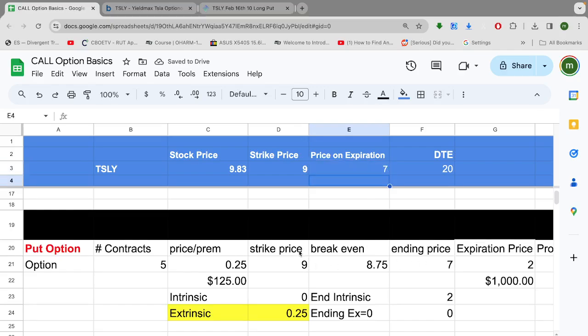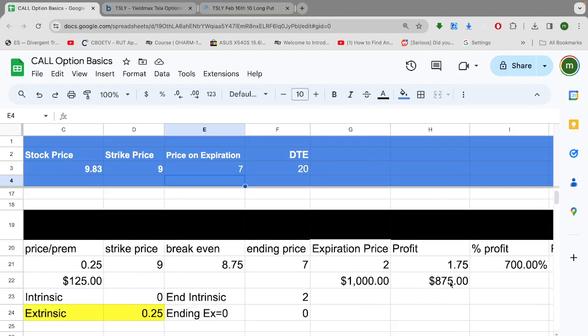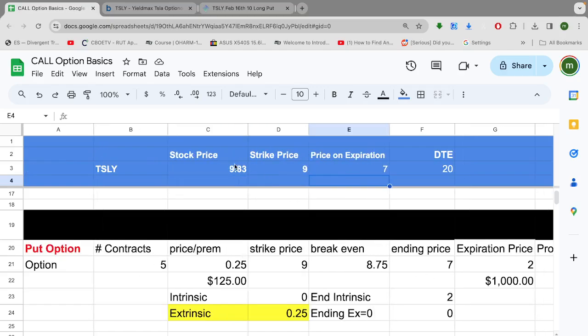In that case, the option would be worth 2, because that's the difference between the strike price and the ending price. And it would be worth $1.75 to us because we spend a quarter on it. So, that'd be pretty nice to have an extra $875 if TSLY drops like that. That would offset some of the loss in our stock position. Now, it wouldn't offset all of it because of the difference between the strike price and the break even.